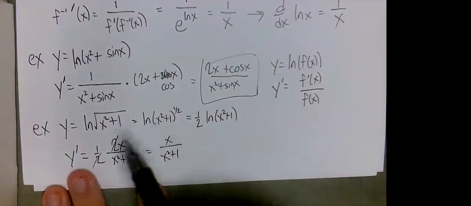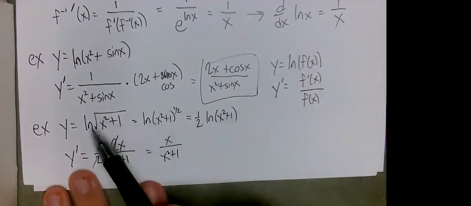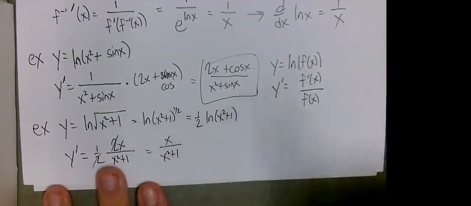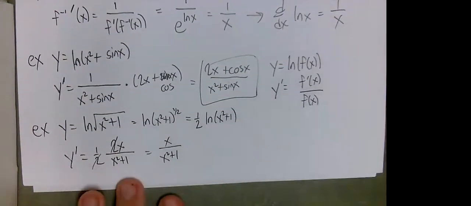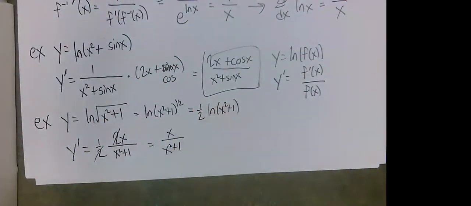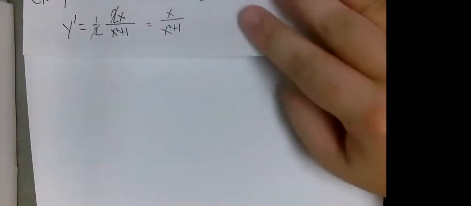So this is a lot easier than having to do a triple chain rule. So if you ever see something raised to a power inside your log, simplify it first before using the chain rule. And while the chain rule is useful, it can be kind of confusing to use if we have too many layers. Okay, let's move on to another example.